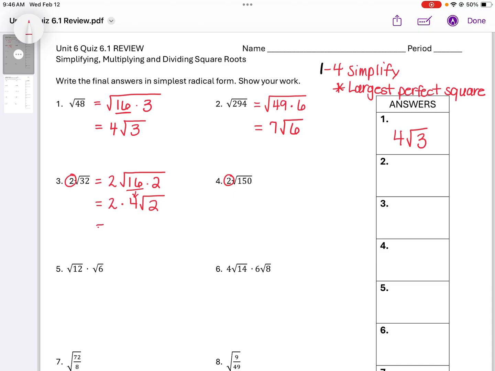And then my last step is, because I have the 2 that I started out with in the front right here, I'm going to have to multiply the 2 times the 4 that's now in front. So that's going to be 8 square roots of 2. 8 square roots of 2 for that answer.